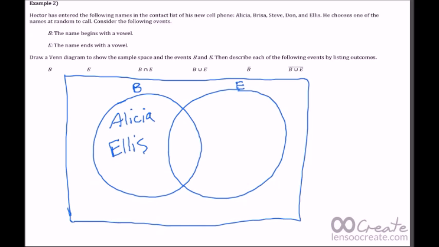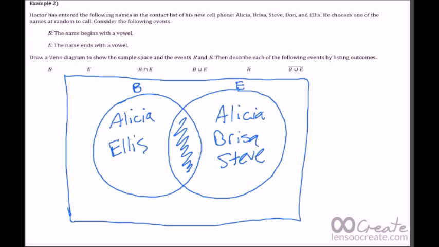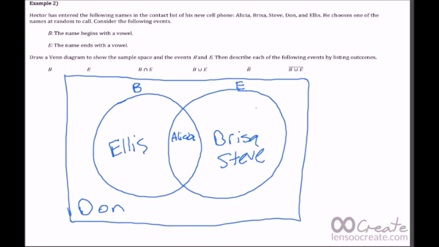And then E is going to be the names that end with a vowel. We have Alicia again, so we're going to have to fix that. We have Brysa, and we have Steve. Alicia's in both of them. This middle section right here is the intersection. That means when they fall in both categories, they'll go in the middle. So we're going to take Alicia's name out of B and E, and put her name in the middle because she fell into both categories. She had both event B and event E. And we used everybody's name except one person, and that was Don. So Don's name is going to go on the outside because he's not part of these events. And that's how you make a Venn diagram.